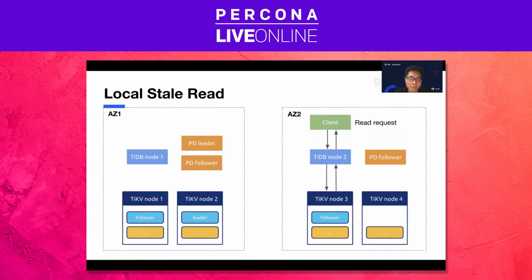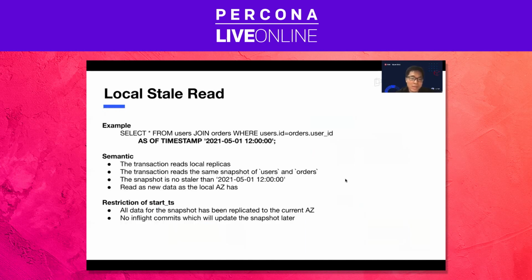Let's take a look at the topology. When a client in AZ2 visits TiDB node 2, the TiDB simply accesses the TiKV node which resides in the current AZ, even if it only has a follower replica. Here's an example of how to use local stale read. It joins the table users and the orders by the table ID. What you need to do is just specify a timestamp at the end of this statement.